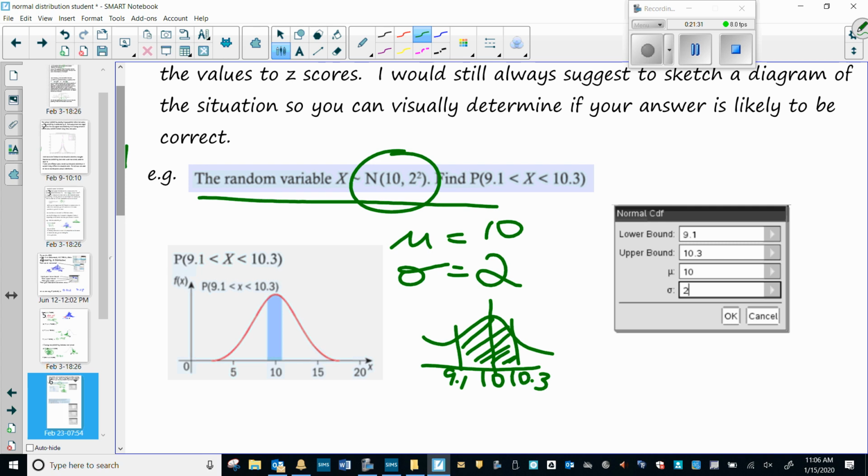Your lower bound is going to be 9.1, your upper bound is going to be 10.3, and this is where we're going to have our mean of 10 and standard deviation of 2. 0.01323. Pardon? 0.233.